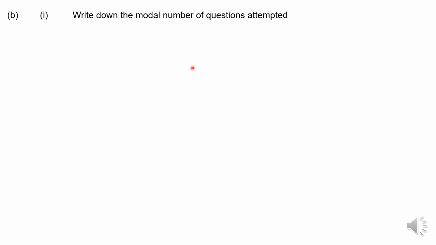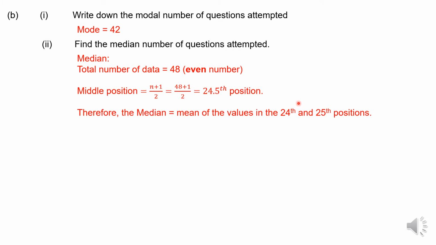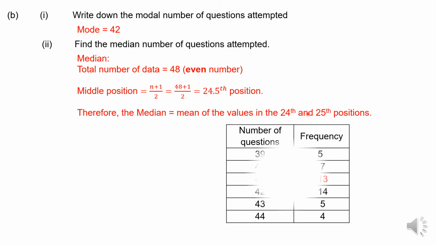Right, so now they want us to find the modal number of questions. Obviously, the most that appears there from the table, you can see it's 42. Now, the median number of questions now. The median, now we have got 48 and 48 is even. So median is going to be, use the formula n plus 1, 48 plus 1. That means I'm looking for the values in the 24th and the 25th positions.